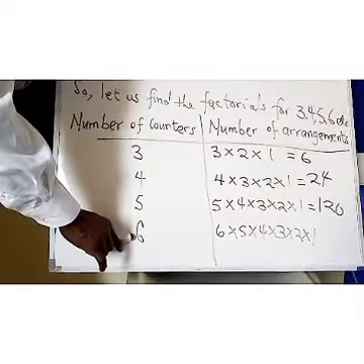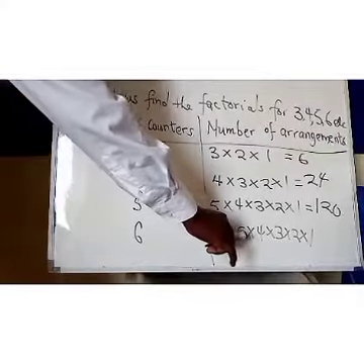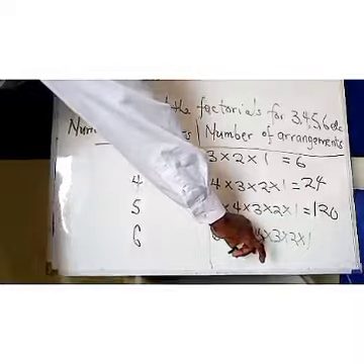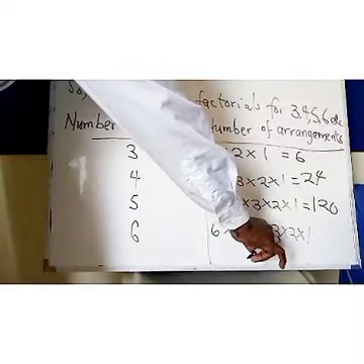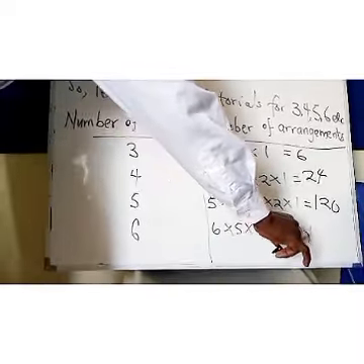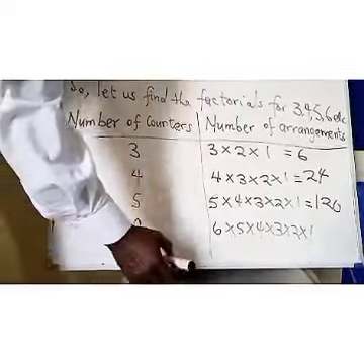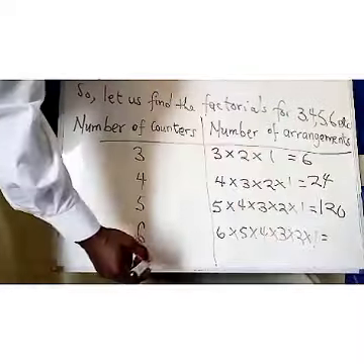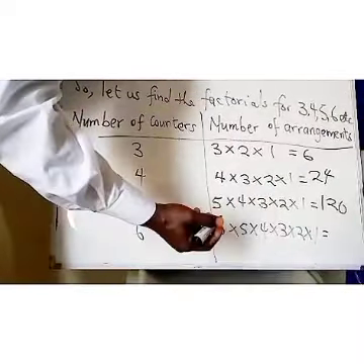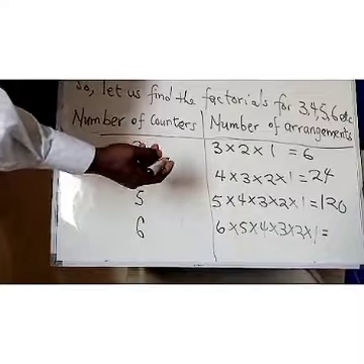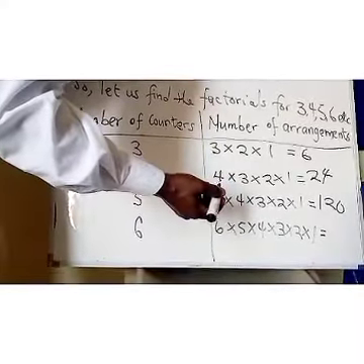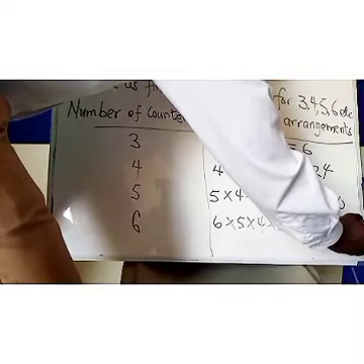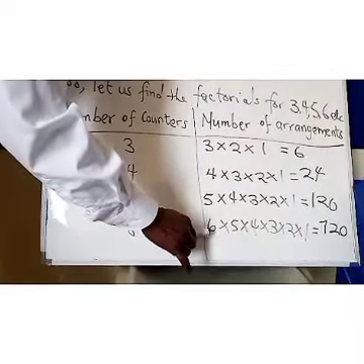Let's try the 6th one. 6 times 5 gives us 30. 30 times 4 is 120. 120 times 3 is 360. 360 times 2 is 720. 720 times 1, we know the property that we are talking about. We are talking about identity. Any number times 1 is the same number. So we have 720.